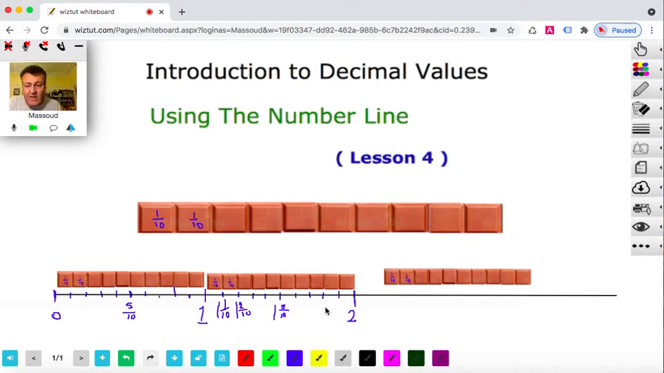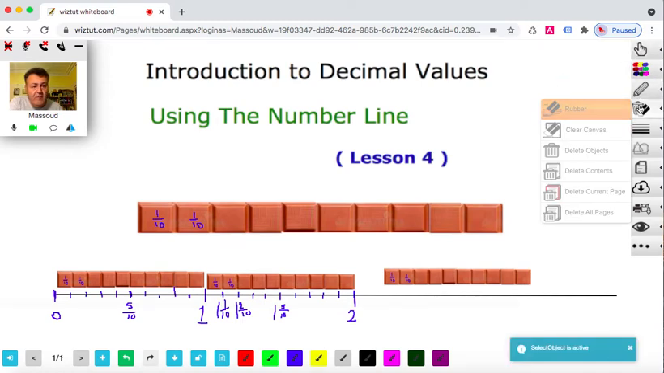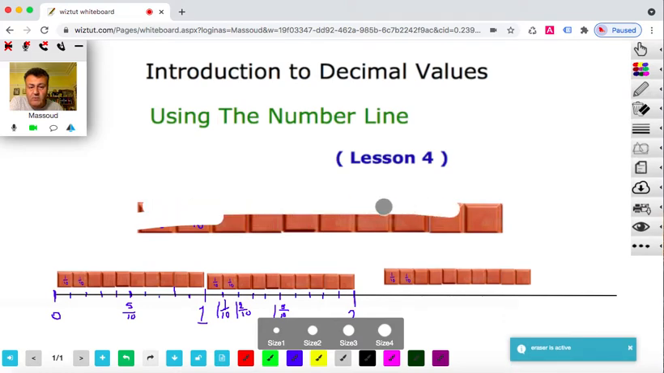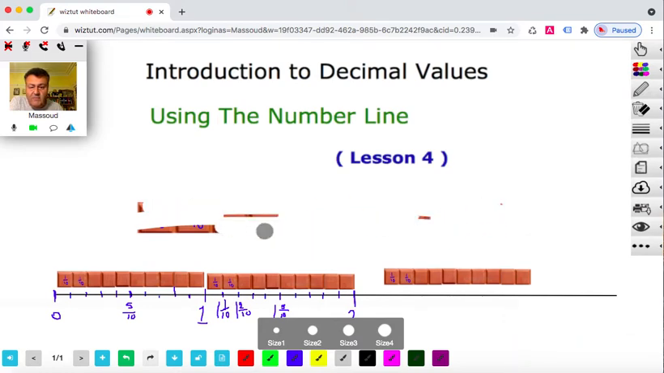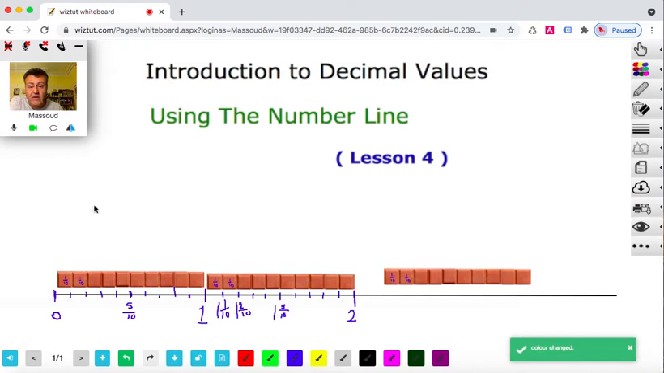So practice this, and once you practice that, let me rub these off. Maybe you could then do some questioning on the basis of what we just did. For example, the very first thing we could ask them is, what do you think 1 whole take away 3/10 would be? So that's 1 whole there. And then taking away 3/10 would bring us here, which would leave us 7/10.